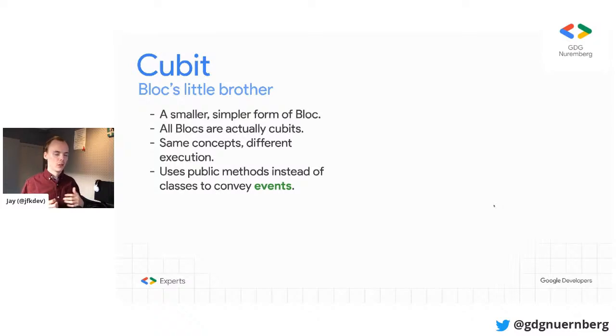Now it does come with some consequences, where doing stuff like observing what methods are called on qubits is not really possible unless you call those methods yourself. And it really depends on what you need. But most of the times, qubits are perfectly fine, in my opinion. But there are reasons to use blocks instead.